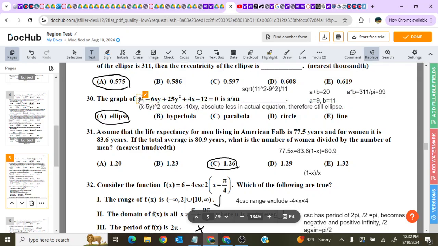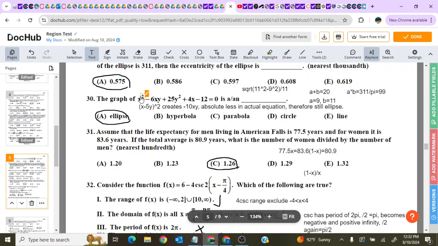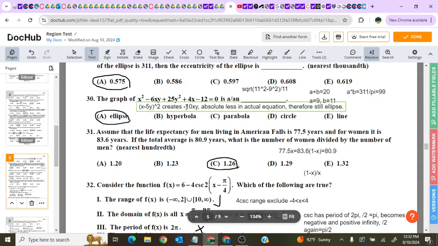So as a result, you just take a square root of each of the coefficients for x and y, plug them in, and then square it so that it creates x squared and 25y squared, as mentioned before. This equation right here, as we talked about, creates negative 10xy, which is a greater difference than this negative 6xy. Therefore, it is still an ellipse. If this was a bigger difference, like if this was negative 60xy, it would become a hyperbola.